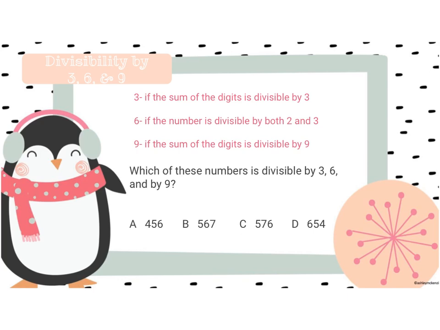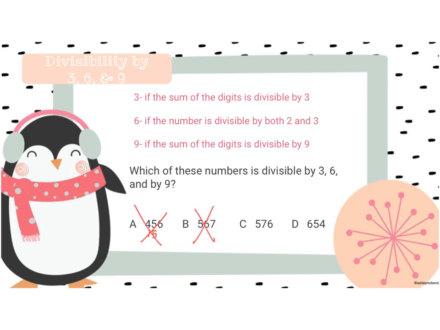Now make sure you add up each digit. Let's look at A real quick. A, 4 plus 5 plus 6, what's that equal? 15. Okay, can 15 be divided by 3? Yes. Can the whole number, 456, be divided by 2? Yes, so I know it's divisible by 6 as well. But for the number 9, when I add up 4 plus 5 plus 6, can 15 be evenly divided by 9? No. So this will not work.